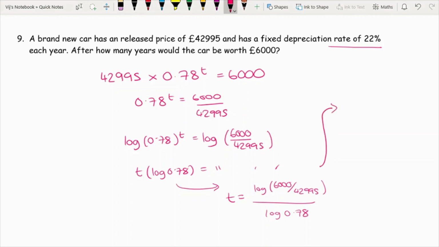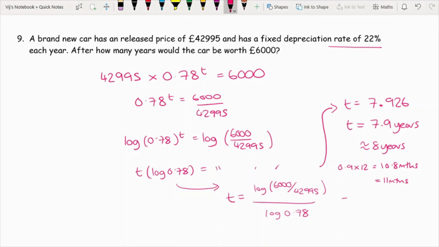And then what we get, if I type that into my calculator, is 7.926 to 3 decimal places. So t is going to equal 7.9 years. Now again, I could write this as 8 years, or if I wanted to write it in months and years, then it would be 0.9 times 12, which is 10.8 months, which we can round up as being 11 months. So if I really want to be accurate, it would be 7 years and 11 months.